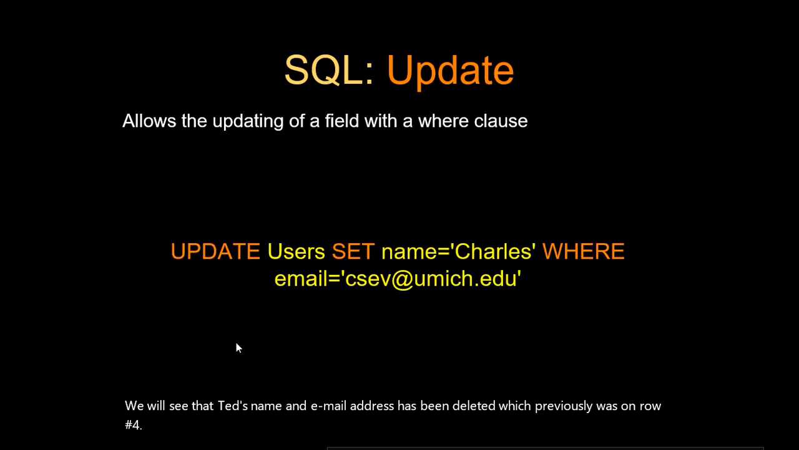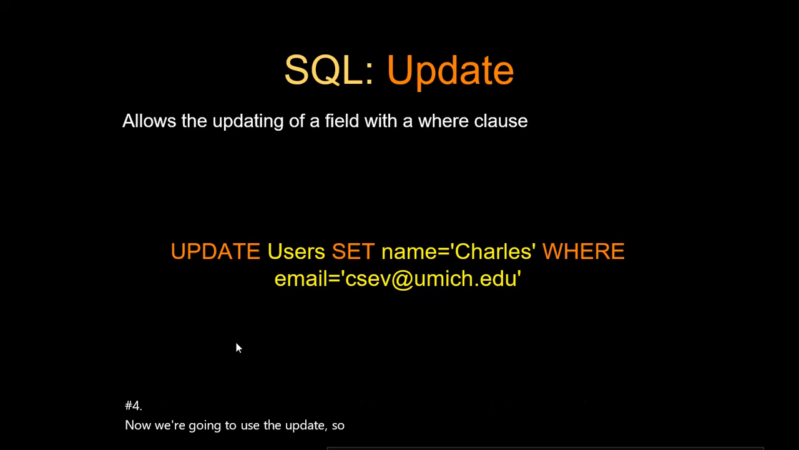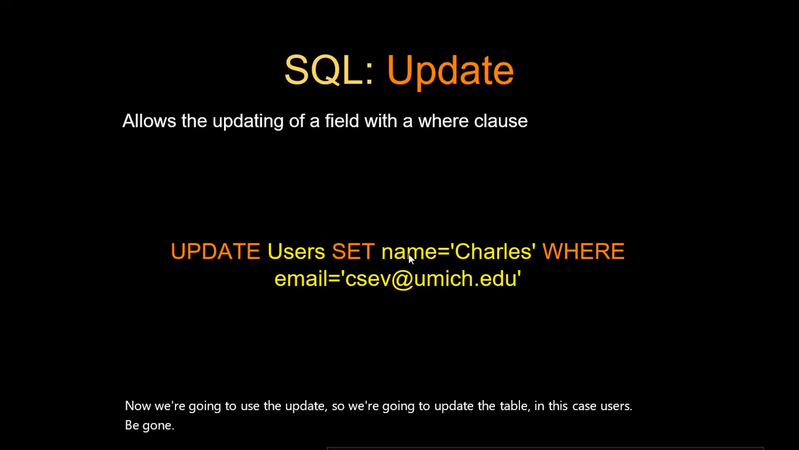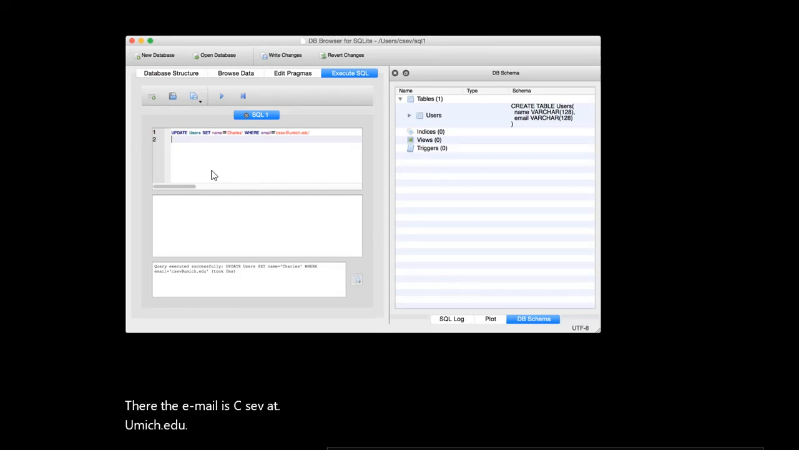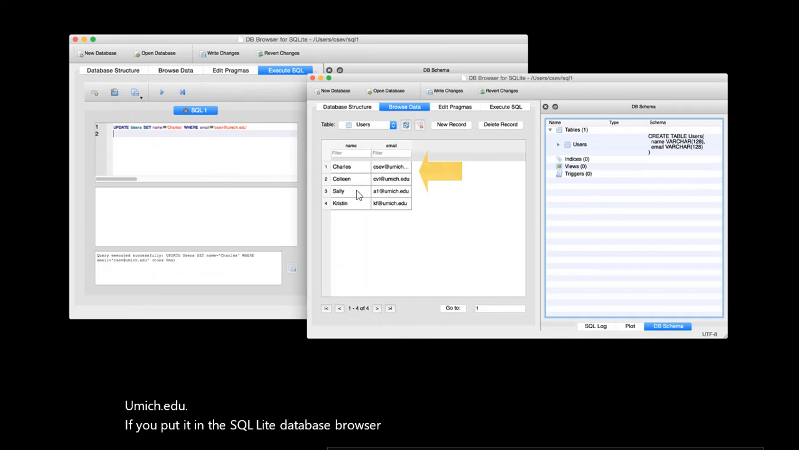Now we're going to use the update. So we're going to update the table, in this case users. We're going to update the name to Charles, where the email is csev at umich.edu. We put it in the SQLite database browser, and we see that the email address has been updated.